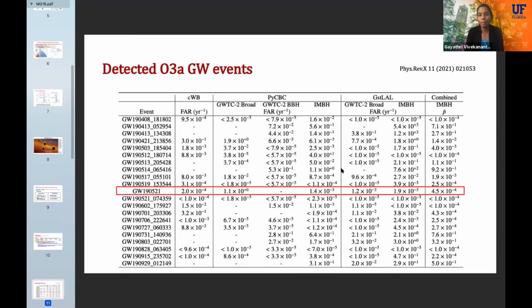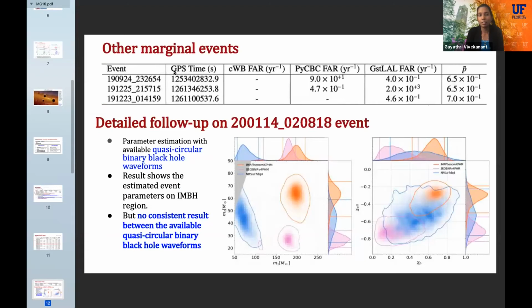Okay, so this shows the other events. They are very low marginal events, and also, as I mentioned, the parameter estimates for this event are shown in this plot. They are not consistent in terms of masses itself.